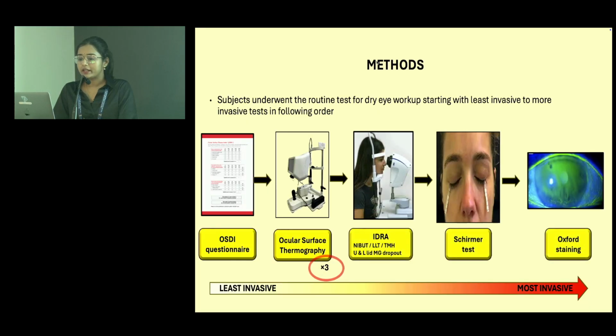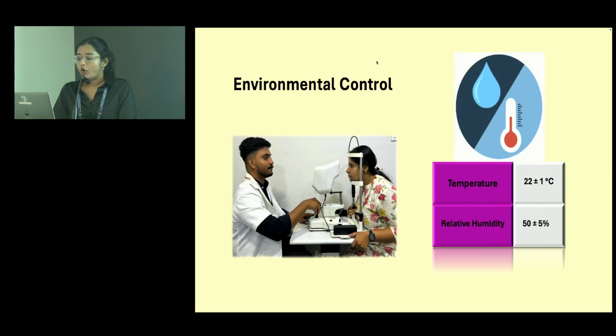The subjects underwent routine tests for dry eye workup, starting with the least invasive tests like OSDA questionnaire to more invasive tests like Schirmer test and Oxford staining. The OST were repeated 3 times. Objective tests like IDRA and OST were performed in a standardized environment with a temperature of 22 degrees Celsius and relative humidity of 50%.